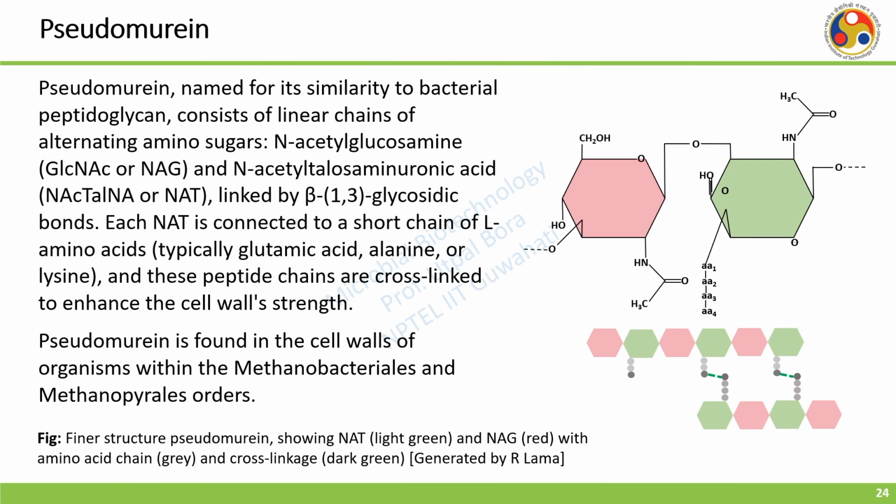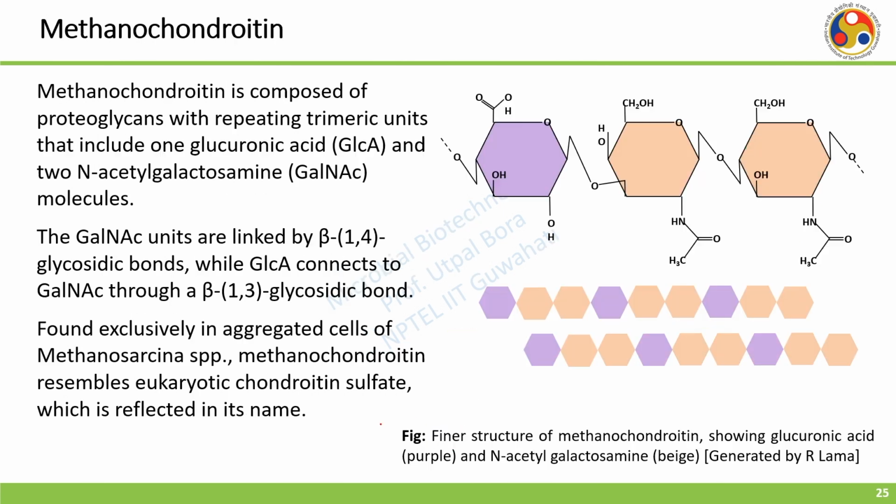Pseudomurein is named for its similarity to bacterial peptidoglycan. It consists of linear chains of alternating amino sugars, N-acetylglucosamine and NAT, linked by beta 1,3 glycosidic bonds. Each NAT is connected to a short chain of L-amino acids, typically glutamic acid, alanine or lysine, and these peptide chains are cross-linked to enhance the cell wall's strength. Pseudomurein is found in the cell wall of organisms within the Methanobacteriales and Methanopyrales orders.